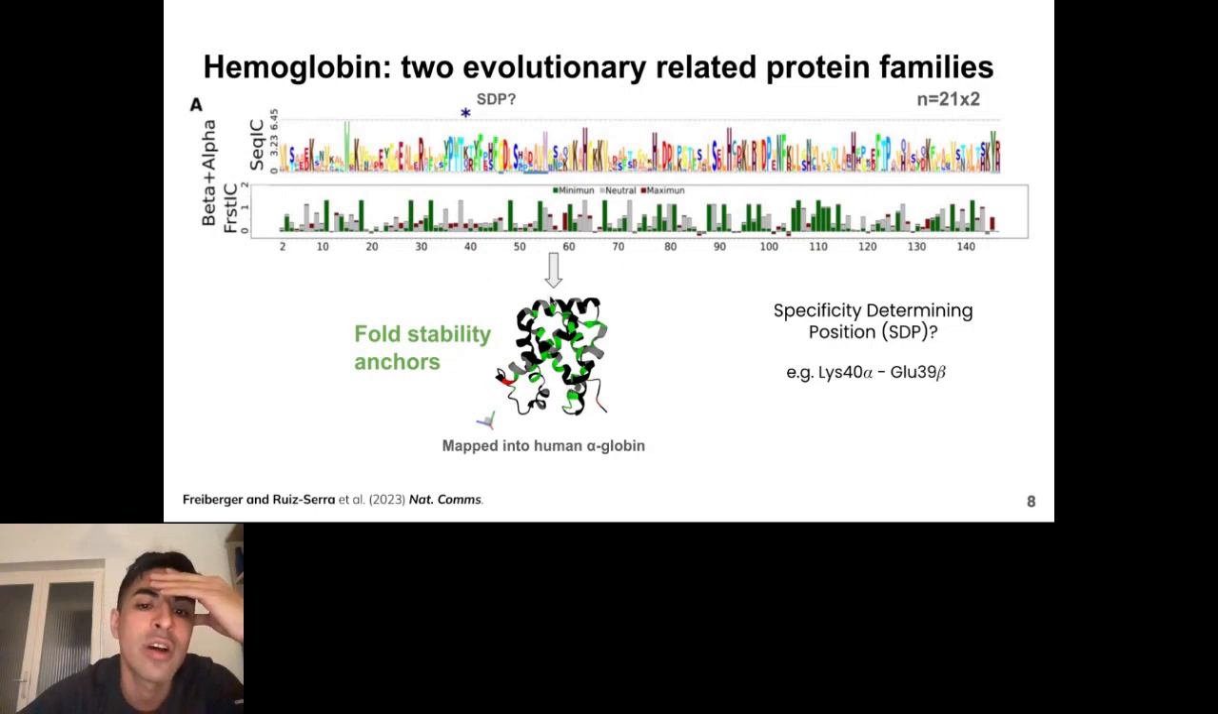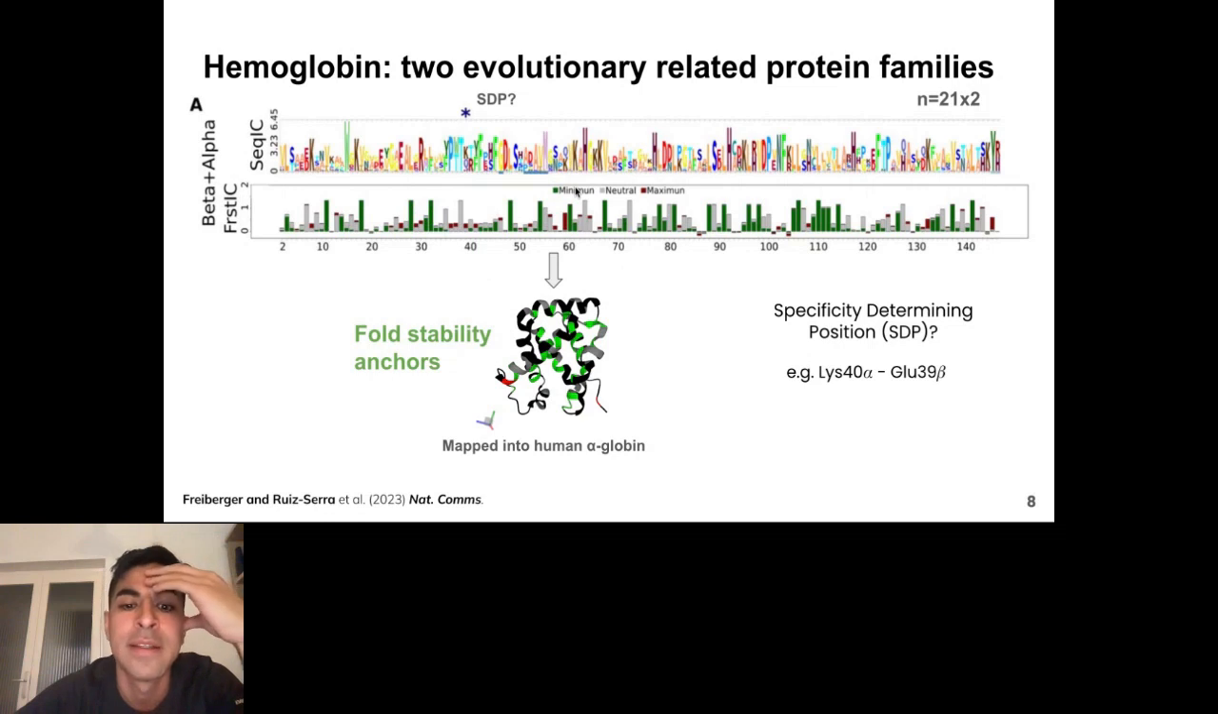But the question is that we were mixing alpha and beta globins together. So if we are mixing two functions, then it's going to be masked if you put them together. And then we observed that certain positions like this one here are kind of dichotomic, right? It's either a lysine or a Q. So it was like, okay, we are mixing, because one of these identities might be alpha, the other might be beta, and they are different.